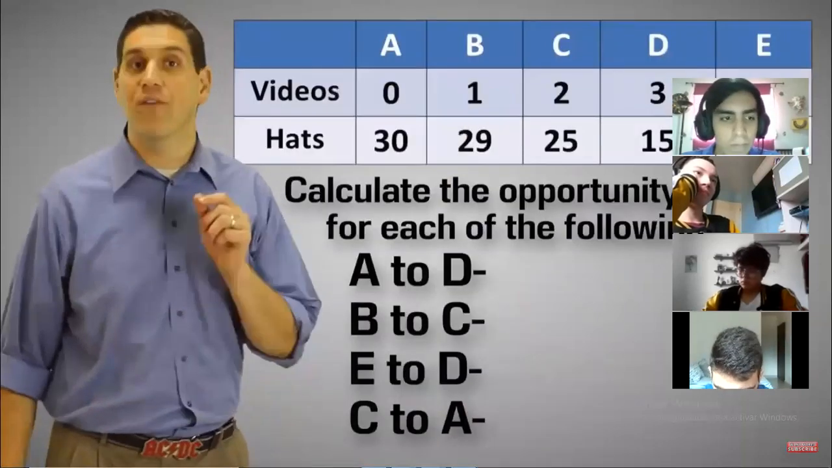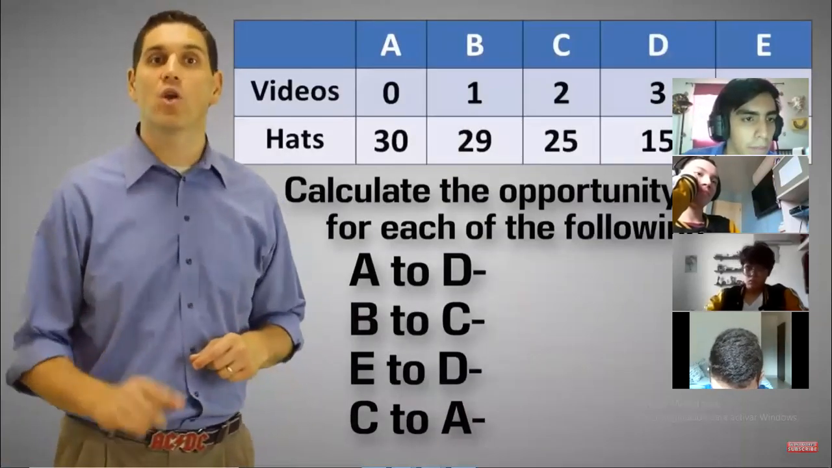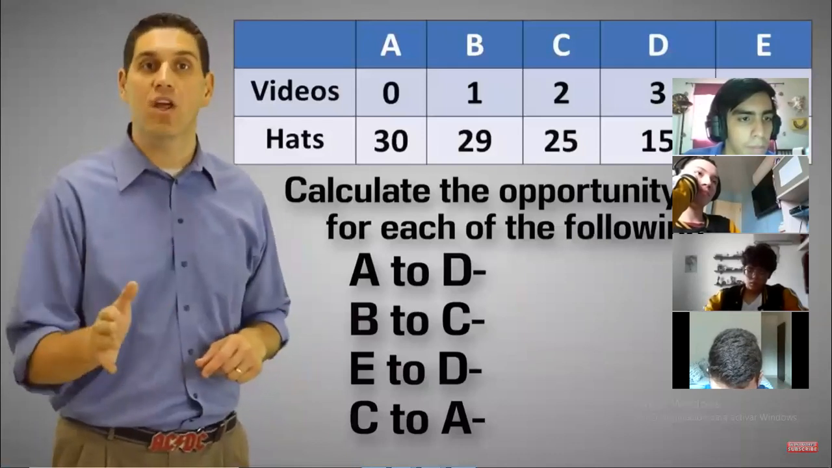But the curve can shift, but wait for it, that comes later. Right now it's time for you to practice calculating opportunity cost. So I want you to use the table and figure out the opportunity cost from each one of these.